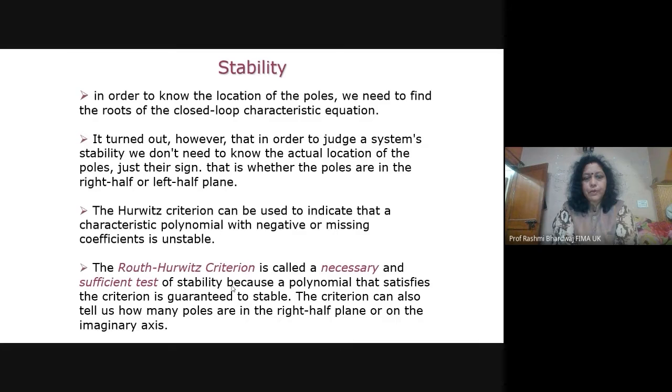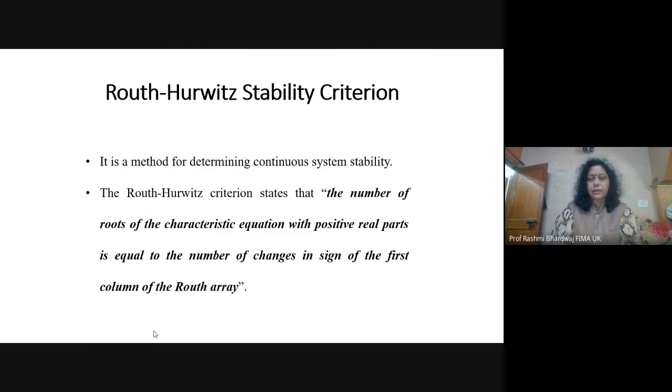So this is the most important criterion, which is given by Hurwitz, which can be used to indicate that a characteristic polynomial with a negative or missing coefficient is unstable. So the Routh-Hurwitz criterion is called a necessary and sufficient test of stability, because a polynomial that satisfies the criterion is guaranteed to be stable. And the criterion tells us how many poles are in the right half plane or on the imaginary axis. Now, I'm simply taking the Routh-Hurwitz stability criterion. It is a method for determining continuous system stability. It states that the number of roots of the characteristic equation with positive real parts is equal to the number of changes in sign of the first column of the Routh array.